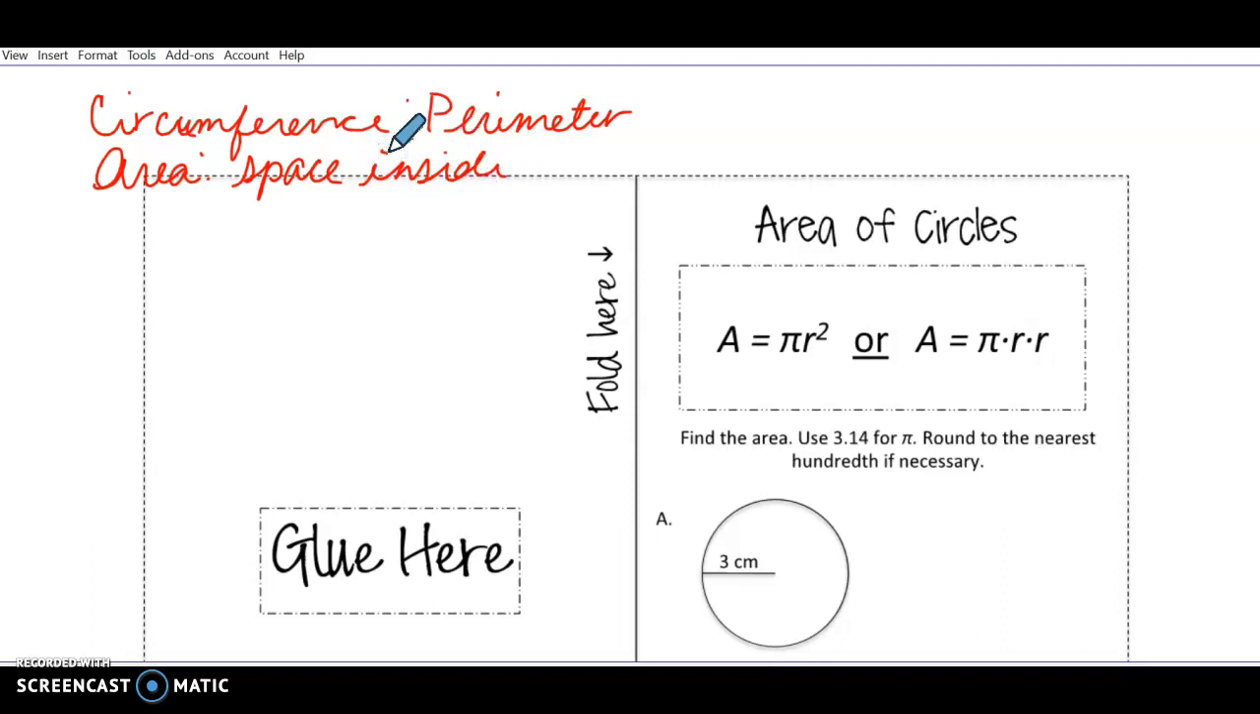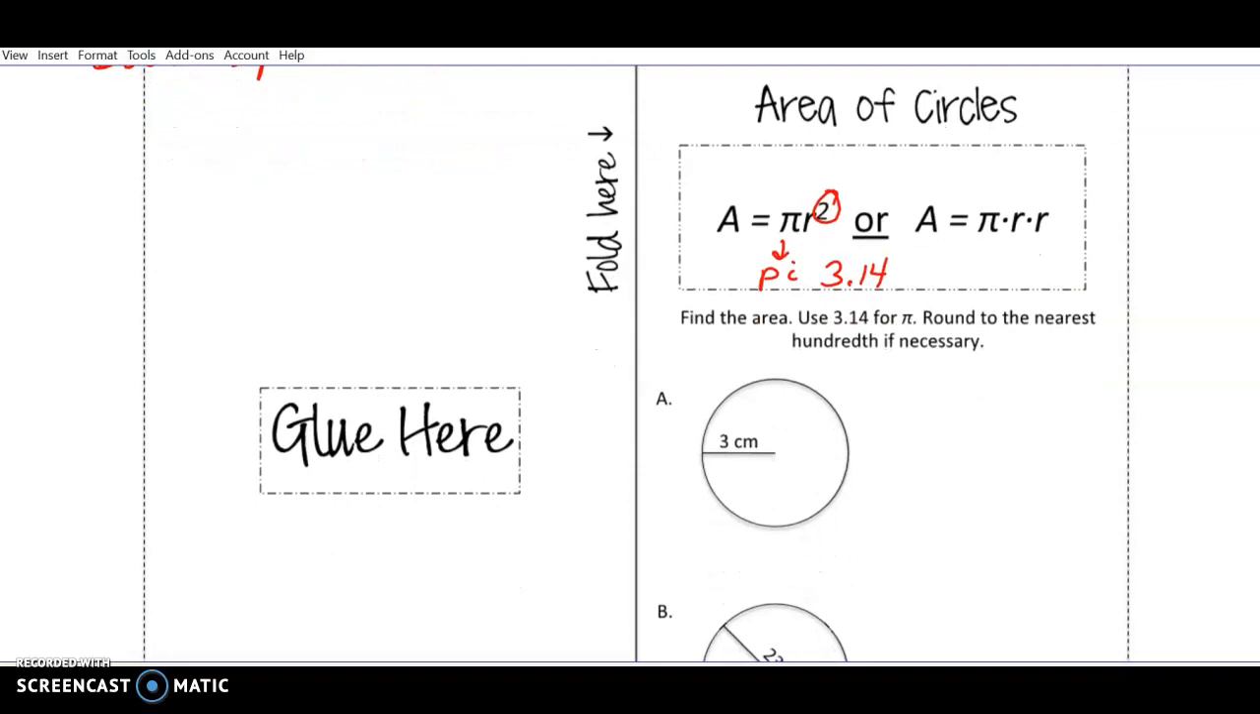When we talk about area, we have a formula that has an exponent in it. A equals pi. This is said pi, P-I. We use the number 3.14 for pi, or A is equal to pi times r squared, because this squared is only on the r. So you need to multiply the radius.